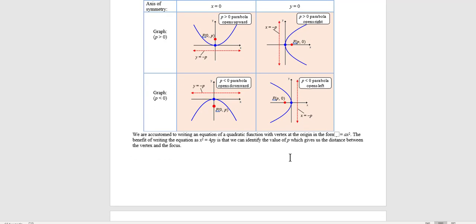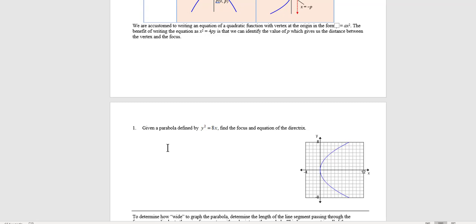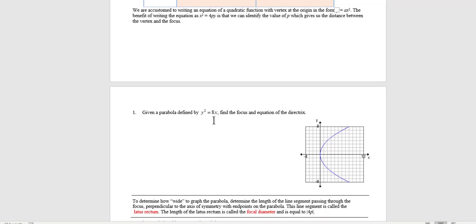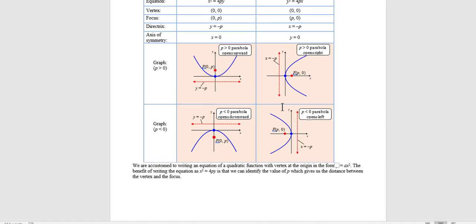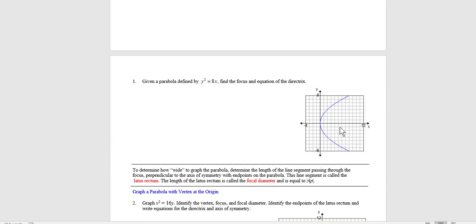So let's scroll down a little bit further. Given a parabola defined by y squared equals 8x, let's find the focus and the equation of the directrix. We're even given the picture here. This is our parabola. Well, clearly this is one of these side-to-side opening parabolas. This is opening in the positive x direction. So a picture like this. So we know that the focus should be somewhere inside, over in this positive x region, and the directrix should be some vertical line over here, x equals some p value.